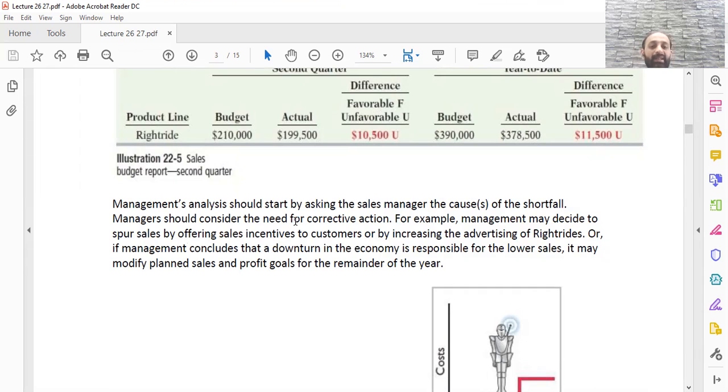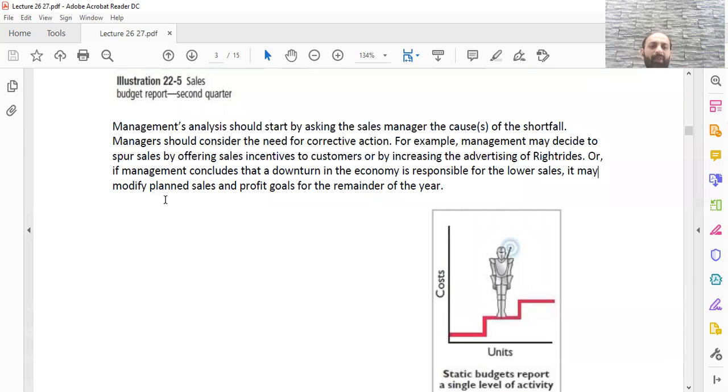Managers should consider the need for corrective action. For example, management may decide to spur sales by offering sales incentives to customers or by increasing advertising. Or if management concludes that a downturn in the economy is responsible for the lower sales, it may modify planned sales and profit goals for the remainder of the year.